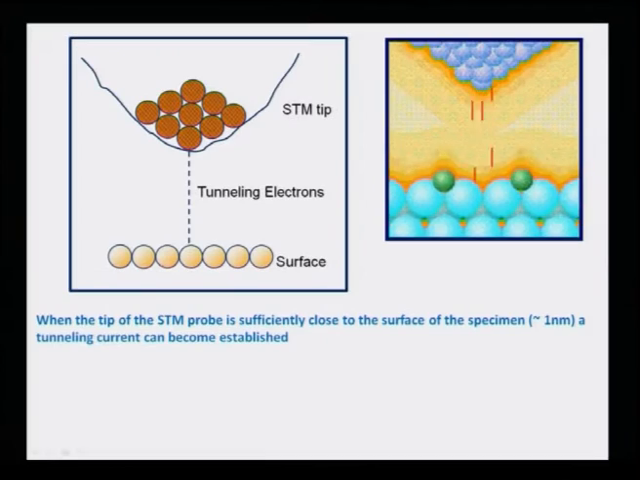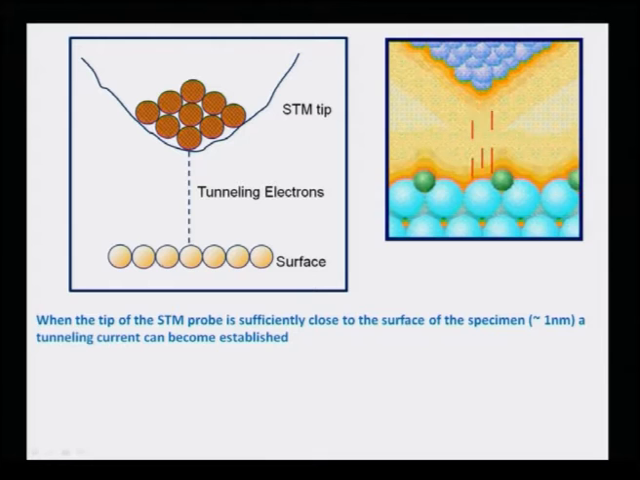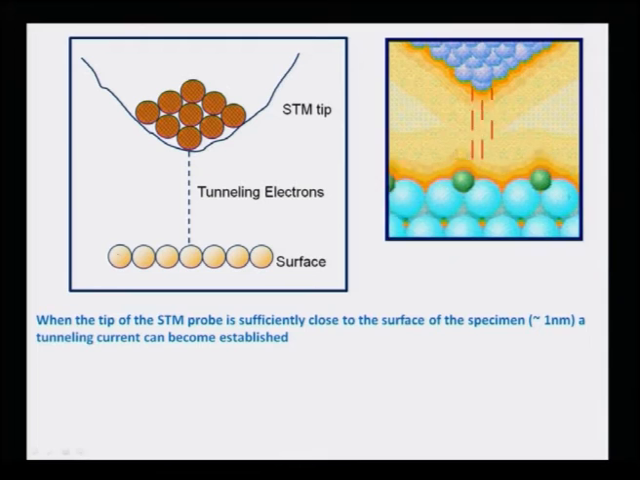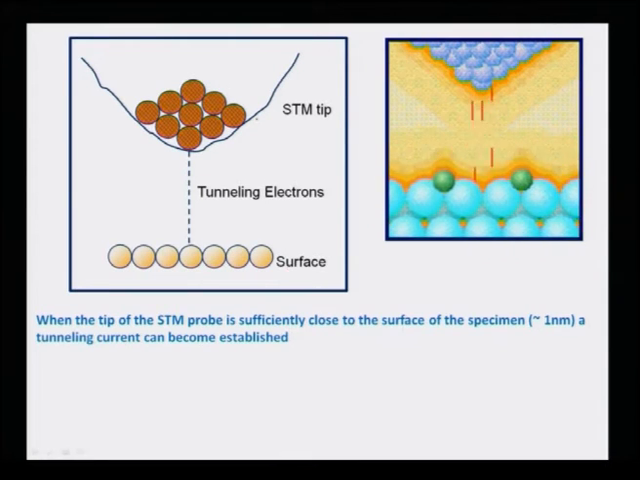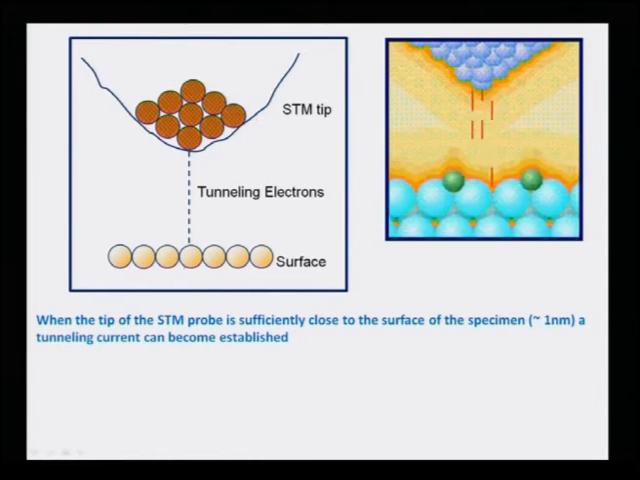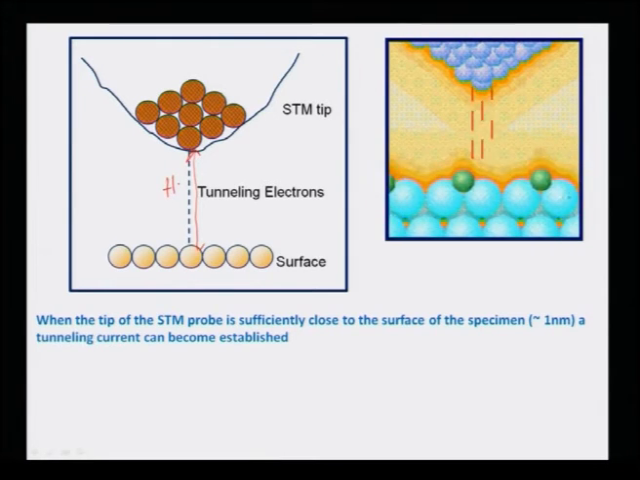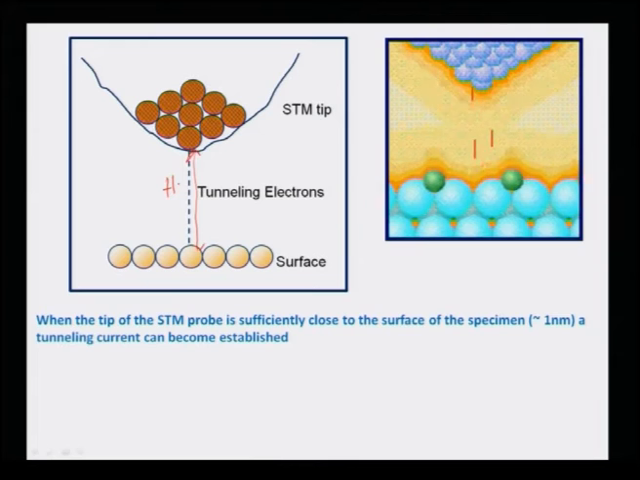Here I am showing an atomic scale view. On the left side of this picture is the STM tip, consisting of atoms of the material used to make it, normally tungsten, and then there is a surface. When the tip is brought very close to the surface, as I have already said, a small bias voltage is applied, and there is tunneling of electrons from the tip to the sample surface. This height h, which is known as the barrier for tunneling, is directly proportional to the average work function of the STM tip and the surface.